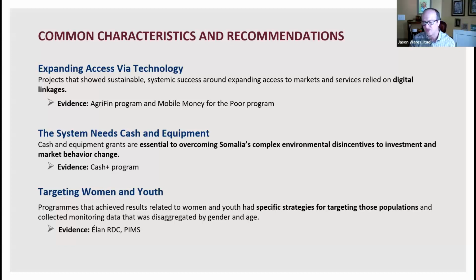Expanding access via technology. Projects that showed sustainable systemic success around expanding access to markets and services relied on digital linkages, as we show in our report in the AgFin program and the Mobile Money for the Poor program.